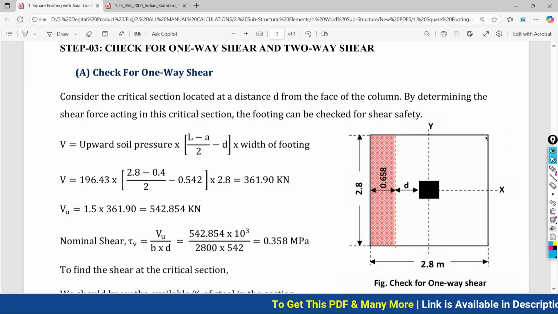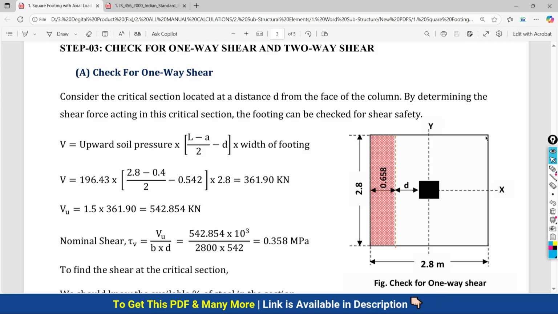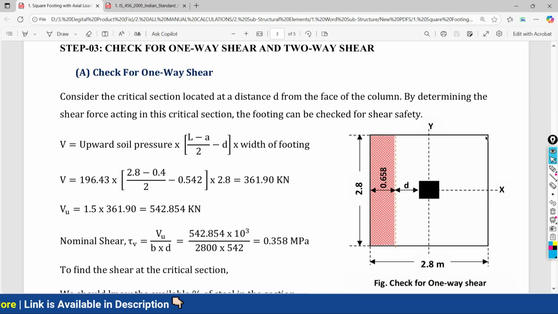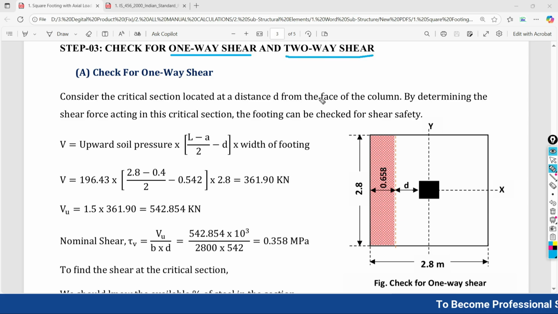Now after the preliminary sizing of the footing, length, width and depth, and the flexural design of the foundation, means finding out the reinforcement in both of the directions, we have to check all of these things through the shear checks. So there are two types of shear checks, one way shear check and two way shear check, and we have to ensure that the provided length, width, depth and reinforcements are safe or not.